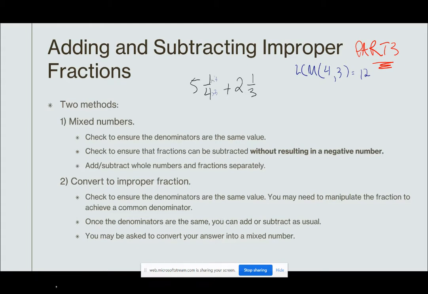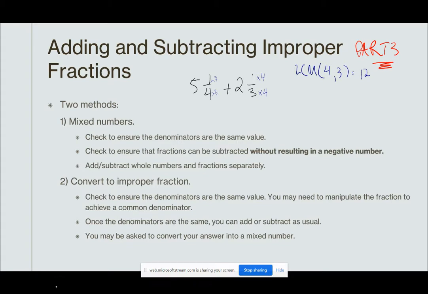Oops, that's kind of small. There. And then for this fraction here, I have to choose a number to multiply 3 by to get 12. So I'm going to choose 4. Whatever I do to the top, I have to do to the bottom. I just want to point out that when I'm multiplying this fraction by 4, I'm not changing the value of the fraction. I'm only changing the way that it looks.